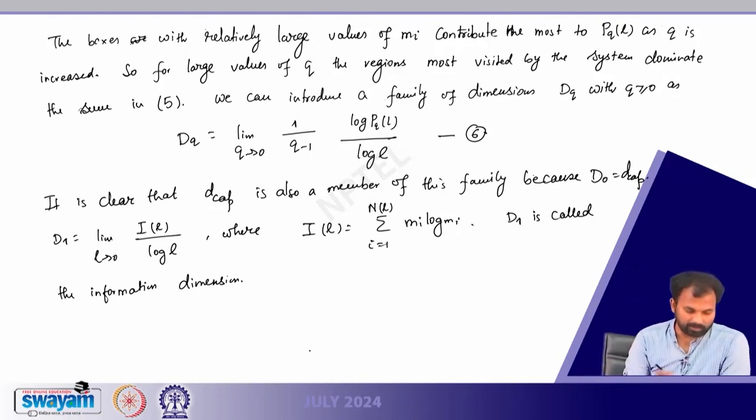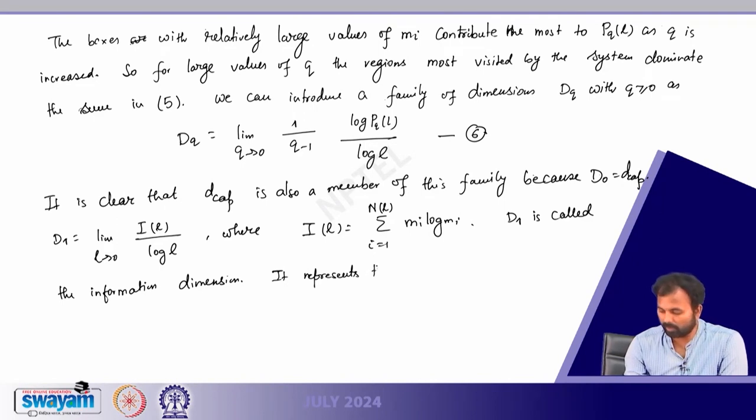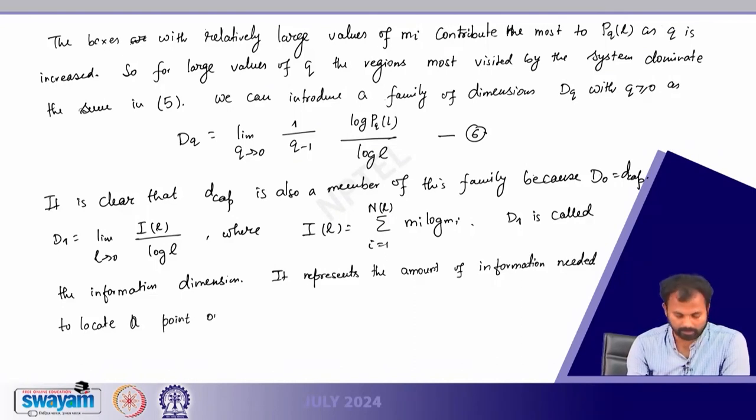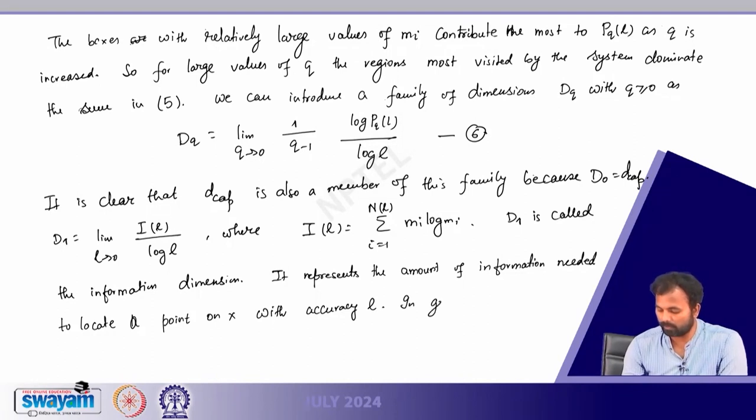So, basically, we have D1, then similarly, we can obtain D2 and so on. So, it represents the amount of information needed to locate a point on X with accuracy L.